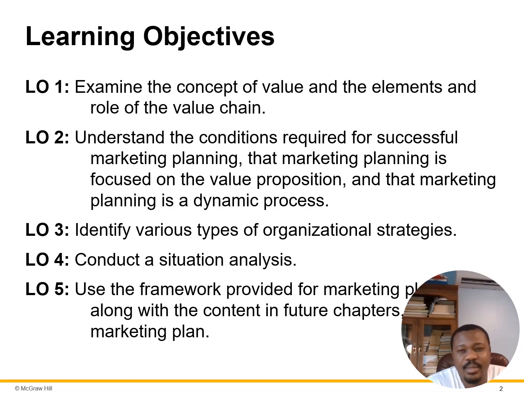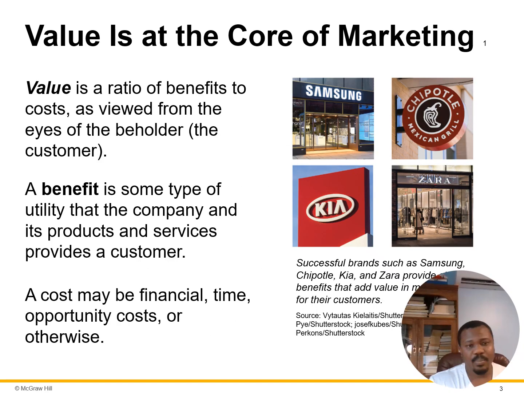So the concept of value and element and the role of the value chain. Understand the conditions required for successful marketing planning. Marketing planning is focused on the value proposition, and marketing planning is a dynamic process. You have to also identify various types of organizational strategies. You have to conduct a situational analysis, and then you have to look for the framework provided for marketing, along with the content and features of this. So all these must be considered.